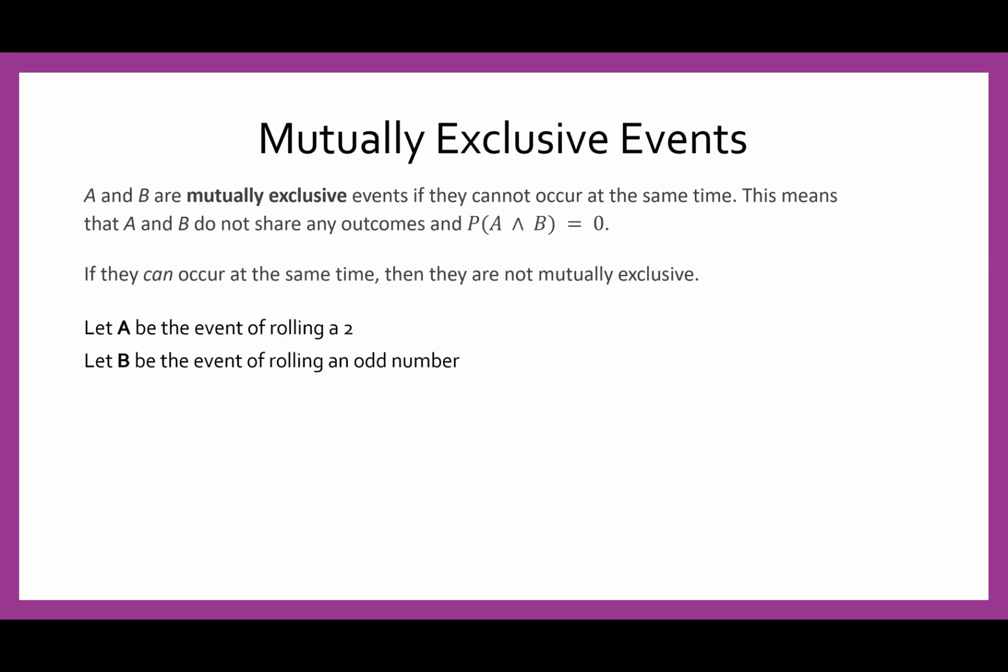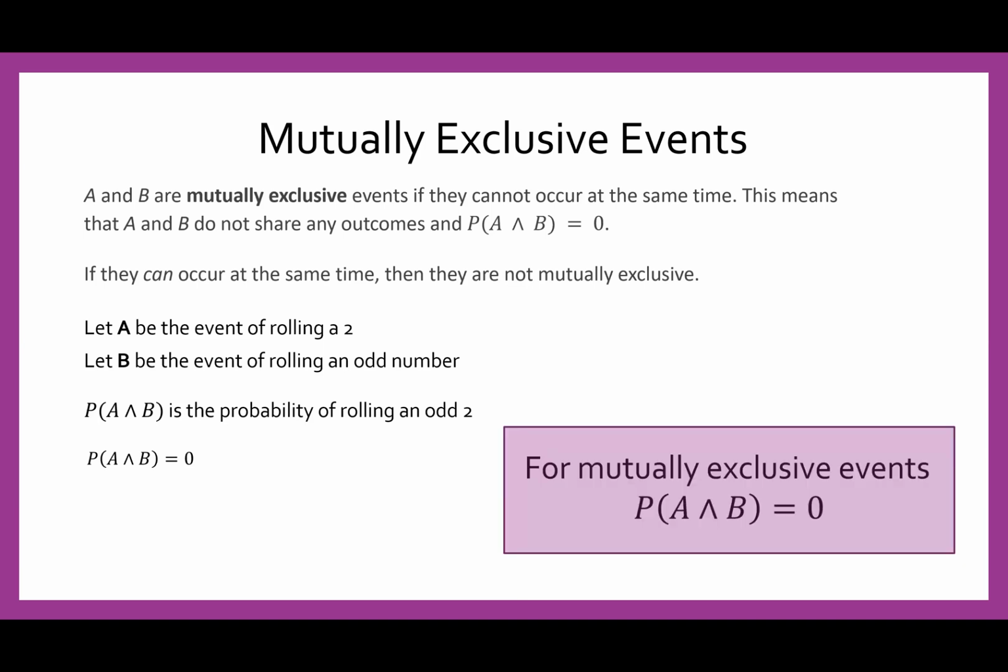All right, let A be the event of rolling a 2, and B be the event of rolling an odd number. The probability of A and B is the probability of rolling an odd and a 2 at the same time. So you're looking to roll an odd 2. Well, there are no odd 2s, all the 2s are even. So this is 0, right? This cannot happen. You cannot roll an odd number at the same time you roll a 2. So the probability of A and B is 0, and we say that these are mutually exclusive events.